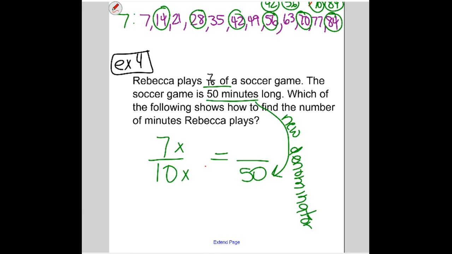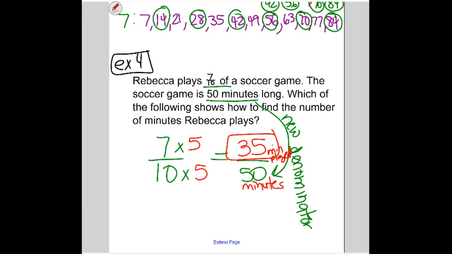10 times 5, right? And remember, I told you guys earlier, whatever we do to the bottom number, whatever we do to our denominator, we do to the numerator. So whatever I did on the bottom, I do on the top. If I multiply by 5 on the bottom, I'm going to multiply by 5 on the top. And what does that equal on top? 35. And that's how many minutes she had. So this was a 50 minutes that we had on the bottom, and now this is a 35 minutes that she played. Minutes played.